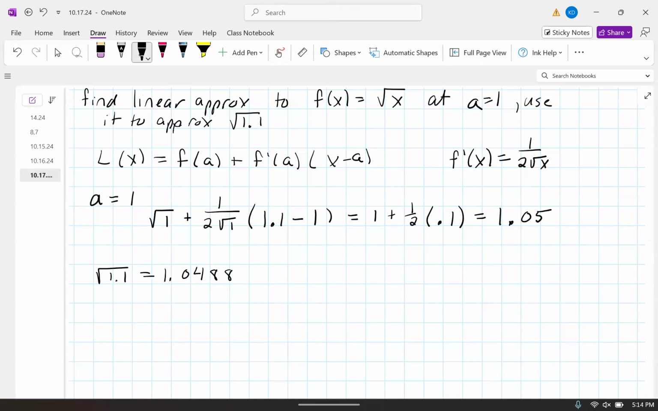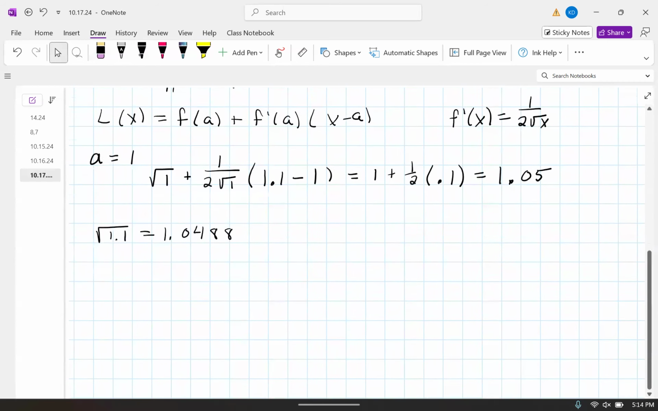Okay, same formula. Don't forget this guy. I keep forgetting this formula, so I'm going to rewrite it down.